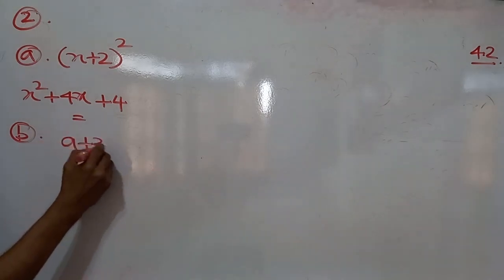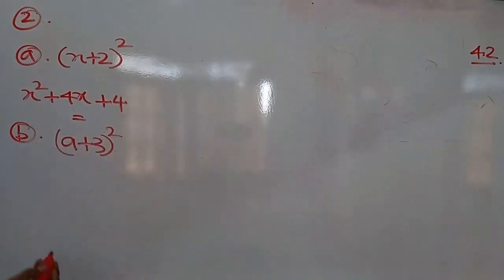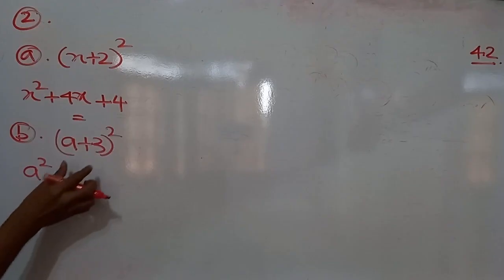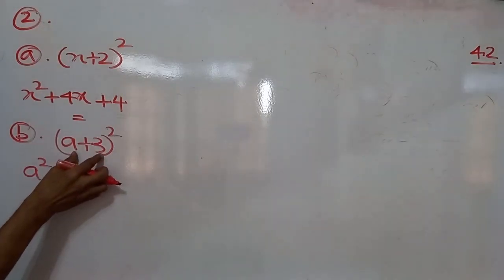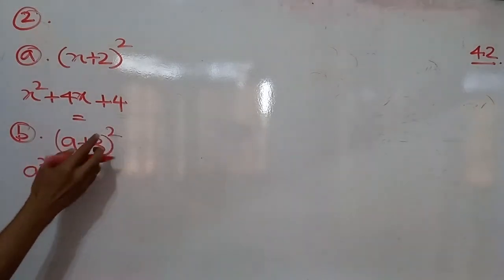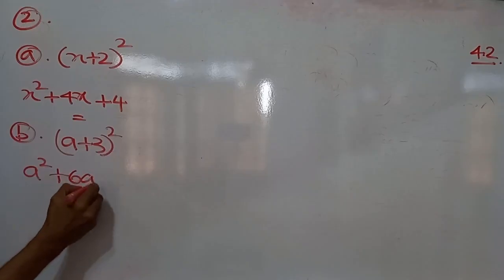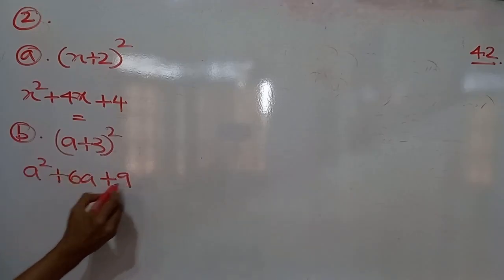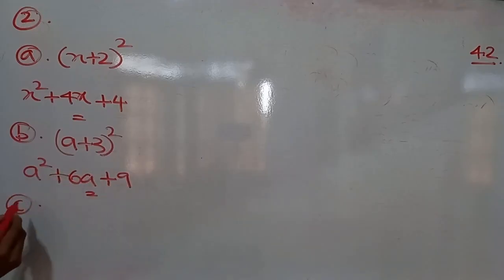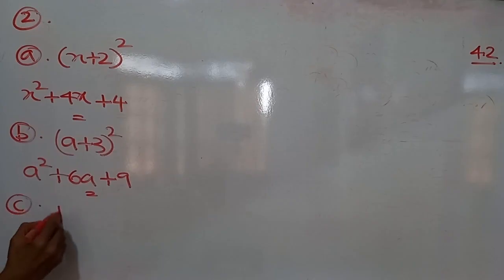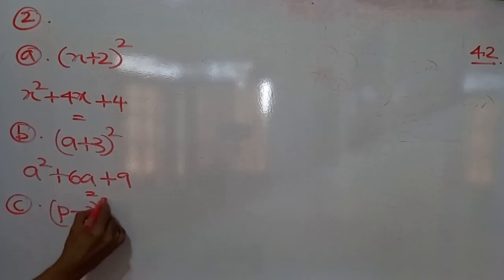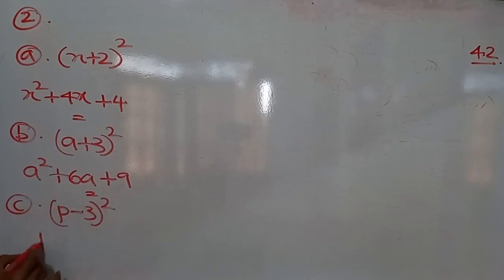So a plus 3 whole thing squared. So a squared, then multiply these two. So we get what? 3a. Multiply that by 2, we get what? 6a. Right? Plus 9. Then C, what do we have? P minus 3 whole thing squared. So P squared, then multiply these two. So here we have p minus 3, right?